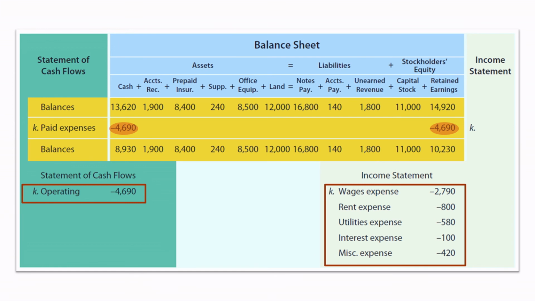Retained earnings will decrease by $4,690 for the expenses. Expenses have the opposite effect from revenues on net income and stockholders' equity. Under the income statement column, each expense is listed as a negative amount.